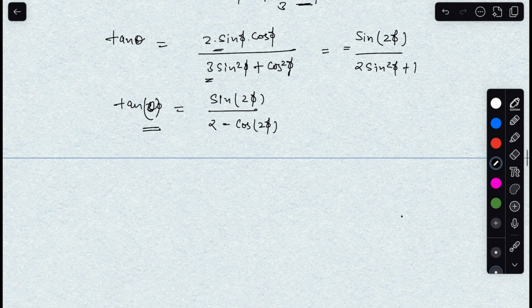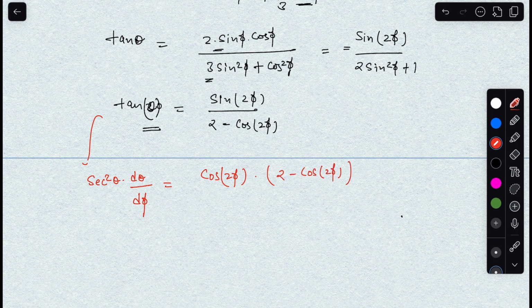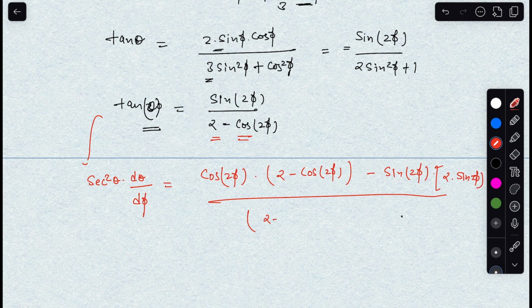Now I need to calculate the maximum angle of deviation. I will apply the process of maximum, so I will differentiate it. Secant square theta d theta divided by d phi, because phi is a variable, I can have any angle of impact. Then sine 2 phi differentiation is cos 2 phi, times 2 minus cos 2 phi, and then minus sine 2 phi, which remains the same, times the differentiation of this, which is minus minus plus, so 2 times sine 2 phi, divided by the square of the denominator, which is unnecessary, so we equate it to 0.